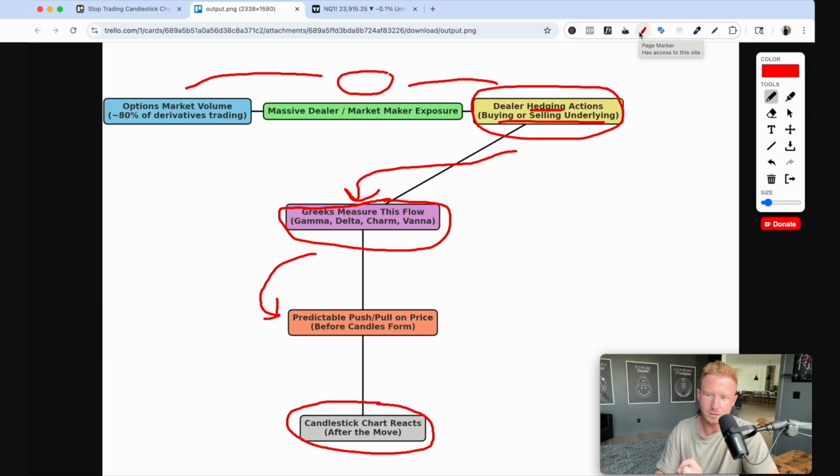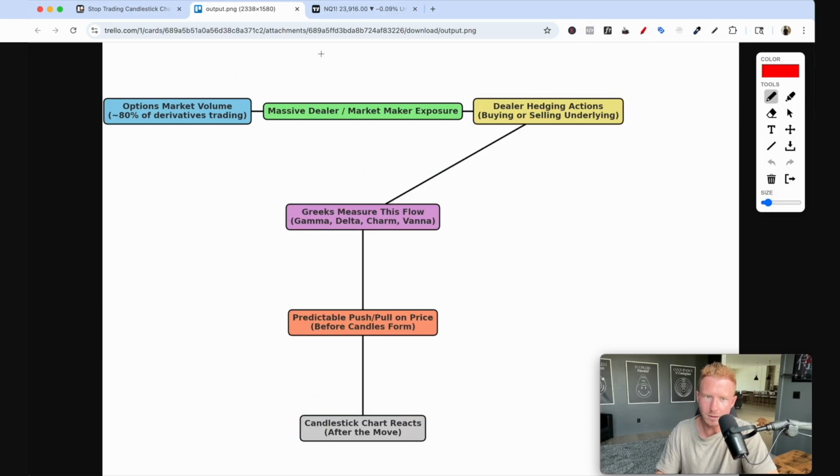Okay, so once again, just to recap this, 80% of market volume comes from the options market. What this does is it creates a massive dealer slash market maker exposure because they're providing liquidity to all these people trading options, this 80% volume. And when these people provide liquidity, they have to hedge their position so they can stay neutral in the market, just like the airline companies do.